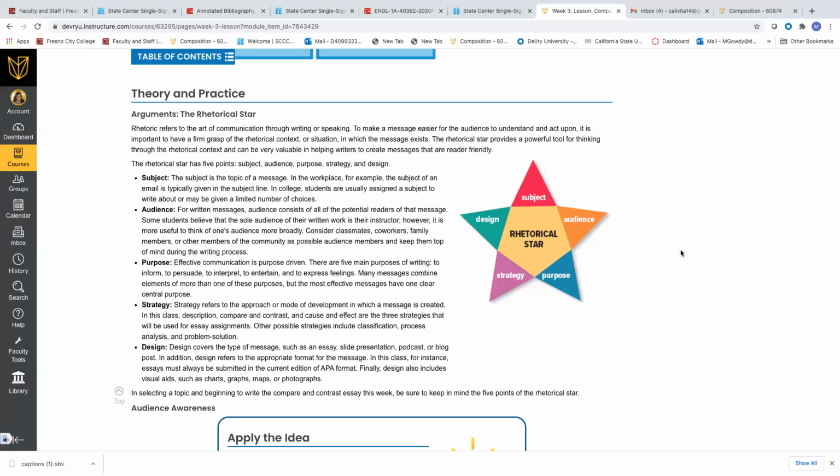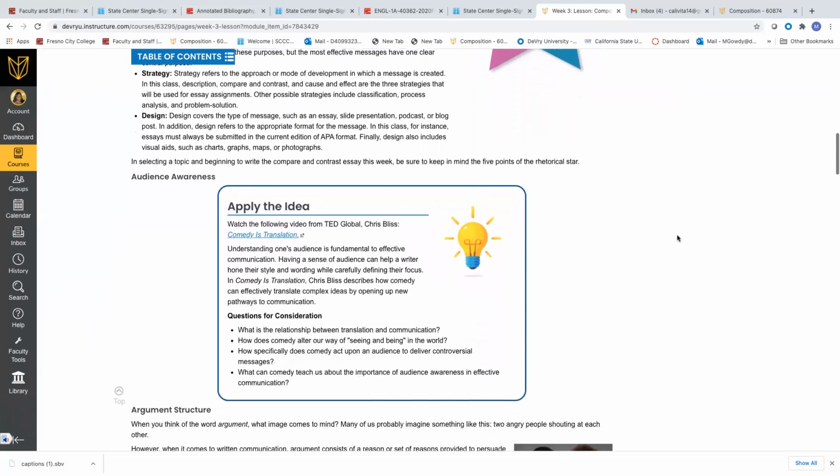In selecting a topic and beginning to write the compare and contrast essay this week, be sure to keep these 5 points of the rhetorical star in mind.